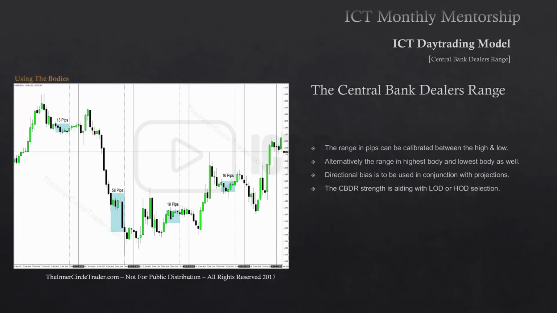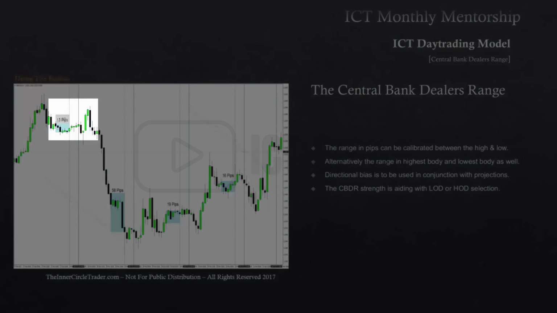Now, before I go into greater detail, I want you to think about, just because I like using the bodies and I think it's got the most advantage, we still have to look at the ranges with the wicks included. Okay, so let's take a closer look at each example here.